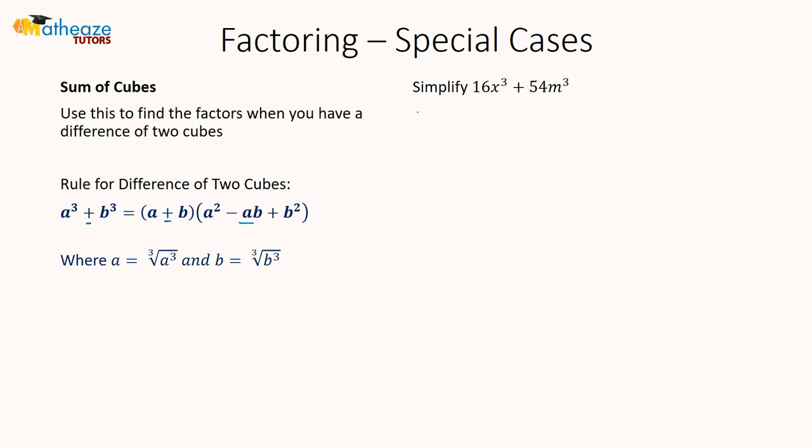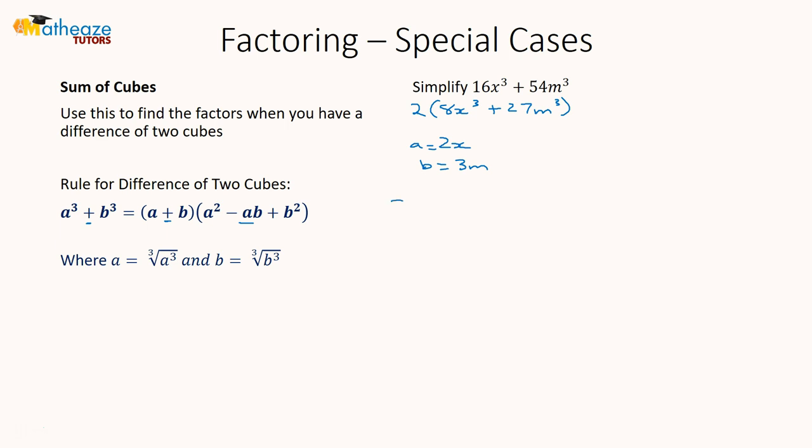We factor out 16x cubed and 54m cubed. So they're even numbers, so we can safely say 2 is a factor. We have 8x cubed plus 27m cubed. When you take the cube root of these terms, we have a equal to 2x and b equal to 3m.